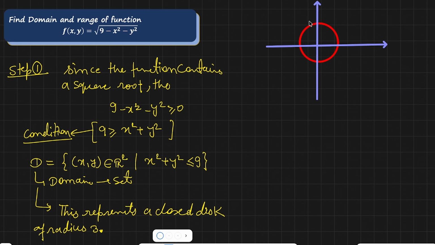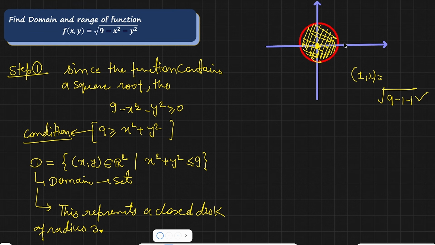So in this you can see this is the closed disk. It means each and every point within this disk or on the boundary of this disk will satisfy this condition. Now you can take, let's say, (1, 1). If we take (1, 1), it is satisfying: 9 minus 1 minus 1. It means the function is defined because we are working in real numbers.